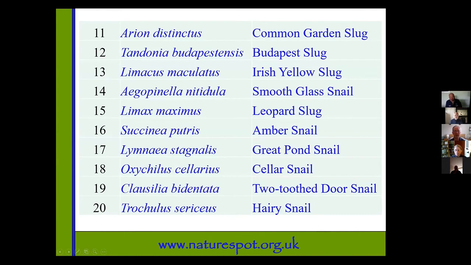If you're interested, these are 11 to 20. Again, most of them are fairly common, many of them in gardens. The Irish yellow slug is very obvious. The Budapest slug is the one that has the black stripe on the sole. So that's a good example of a species where you do need a picture of the sole, because there is another Tandonia species that doesn't have the black stripe. So without that photo, you can't be sure.